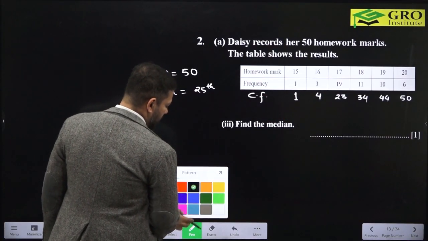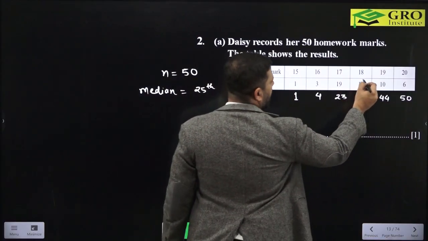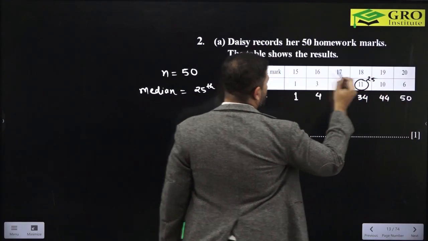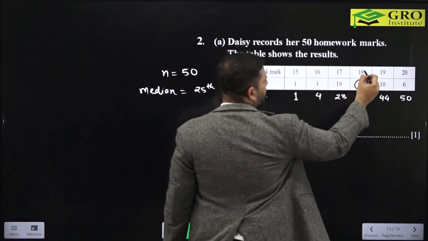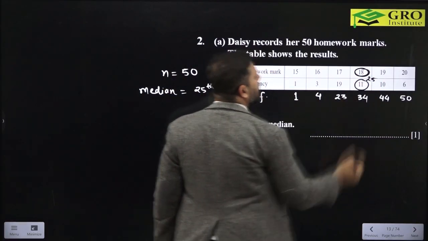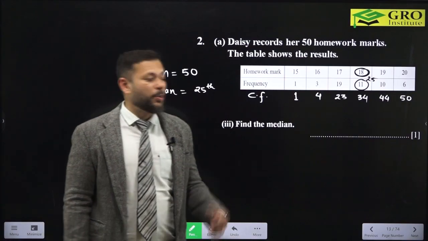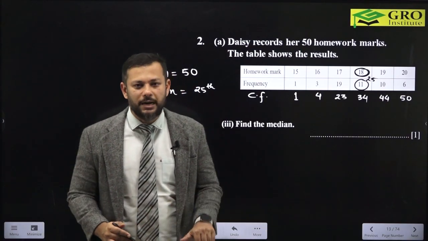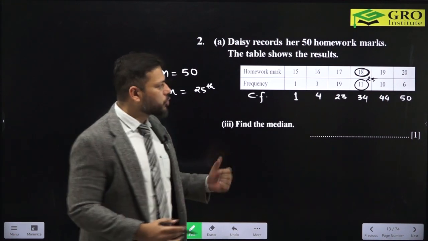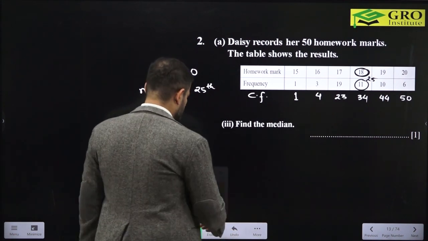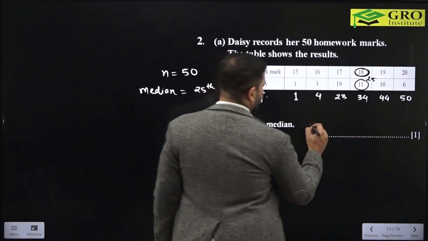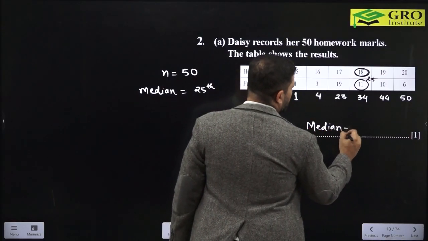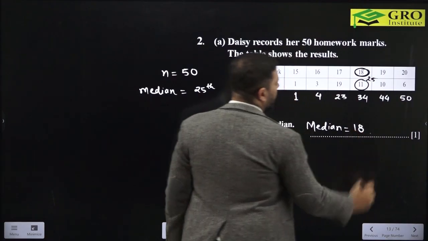So I'll write it like this. Here I will get 50. Here I will get the 25th value. So what is going to be the median? Median marks are 18. The 25th and 26th value would be 18 itself. If I add them and divide by 2, I'll get the median. So the median comes out to be 18. Let us write it, 18. Median is equal to 18.